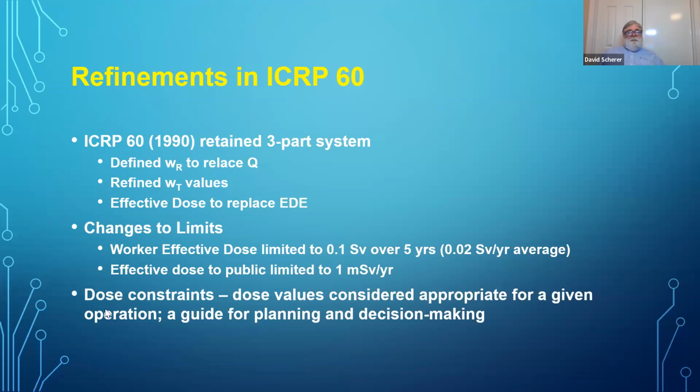They also added the concept of dose constraints. Those are values that are considered appropriate for a given operation. Dose constraints are somewhat lower than the standards. They're seen to be a guide in planning and decision making. They're considered to be readily achievable. So we shouldn't consider operations or alternatives that would exceed a dose constraint. It's not a regulation, but it's a planning guide and a way to help with ALARA.